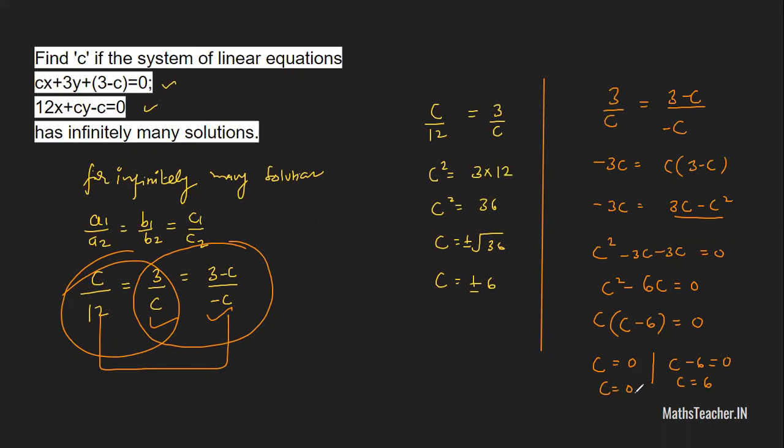Now what is the common solution in both of them? As you can see here, c is equal to plus 6 as well as minus 6, and here c is equal to 0 and c is equal to 6. So which one is common in both of them? As we can see, c is equal to 6 is common to both of them. So we can conclude that the actual value or the true value of c is 6.